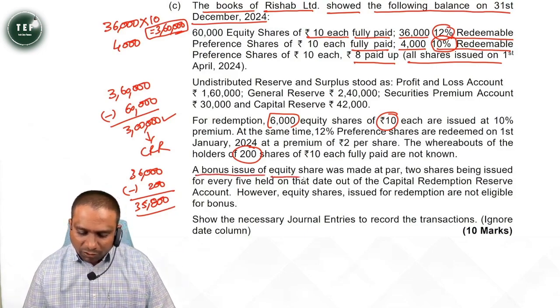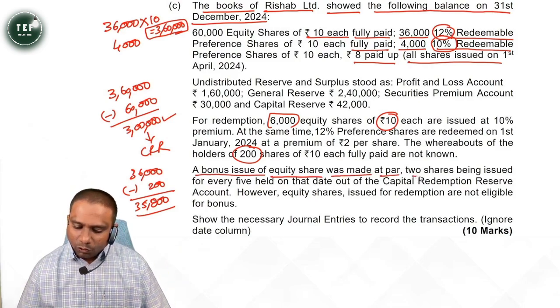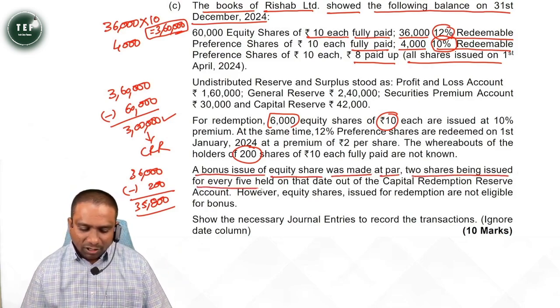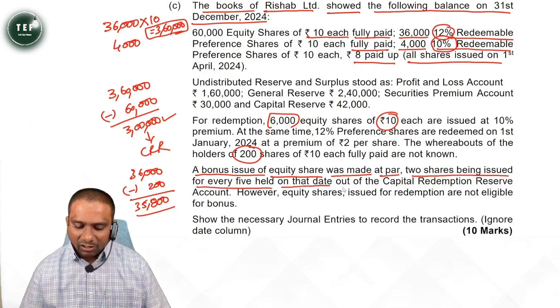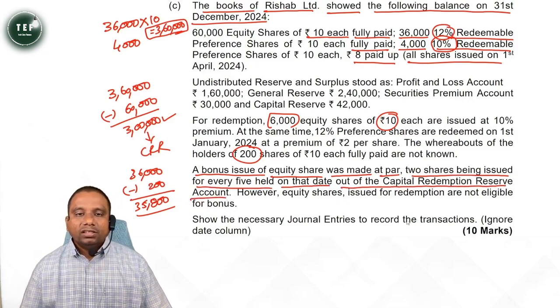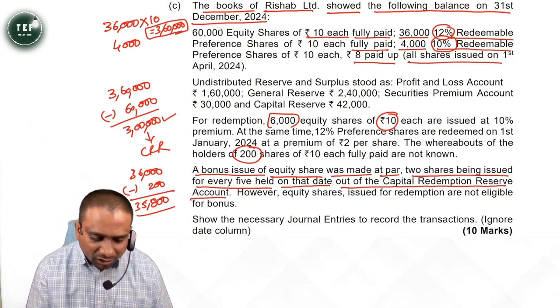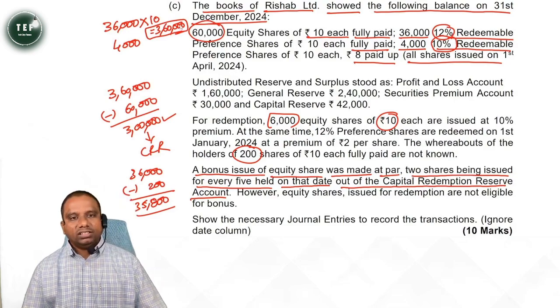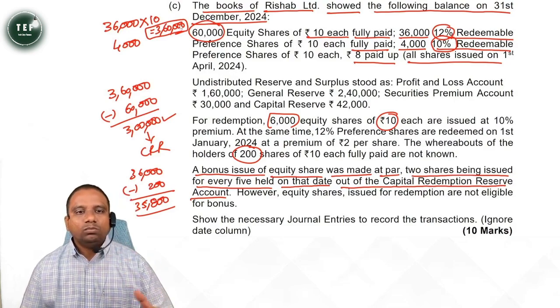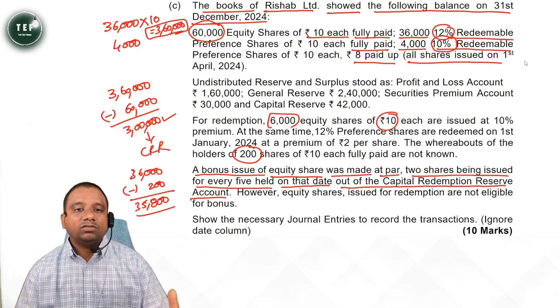A bonus issue of equity shares was made at par. We are also issuing bonus shares, 2 shares for every 5 shares held on that date, out of the capital redemption reserve account. Is it clear? Generally, bonus shares are issued to whom? Equity shareholders. How many equity shares do we have? 60,000 equity shares. Whenever you are issuing bonus shares, first identify how many bonus shares we have to issue.